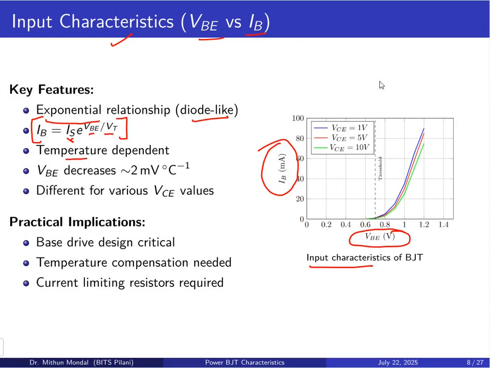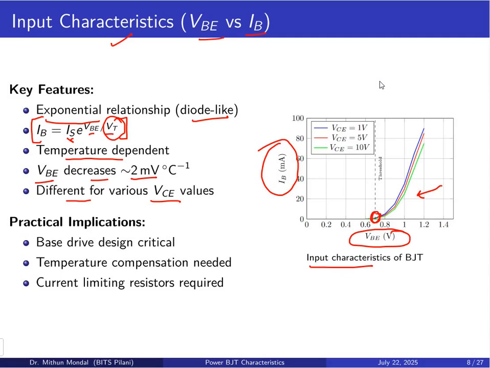So temperature dependent this current is there, because once the temperature changes, because Vt parameter will be depending on the temperature. So if the temperature changes, the Vt changes, and as a result the base current will also change. The base to emitter voltage will decrease at approximately 2 millivolt per degree centigrade. So these are different for various collector to emitter values. Here you can see the characteristic. So there is a threshold limit here which is 0.7, after which the BJT will start conducting.